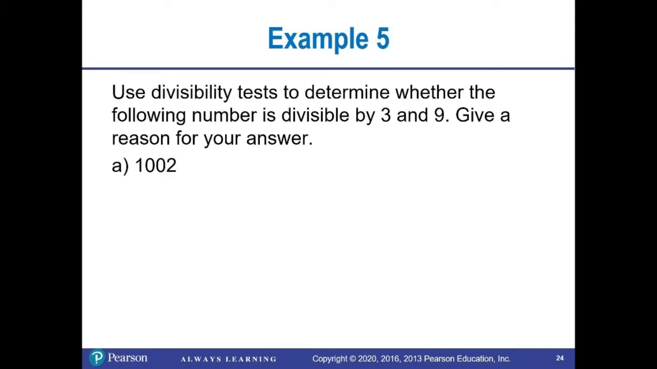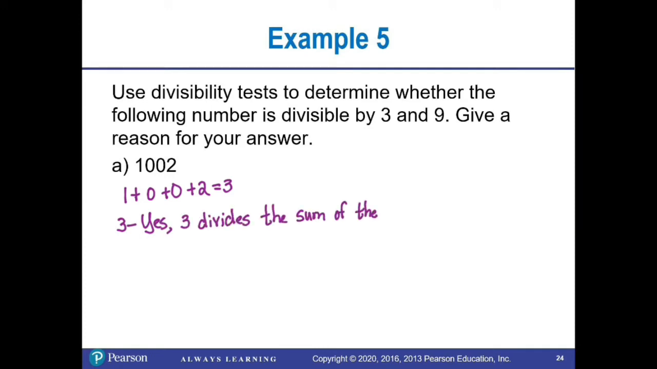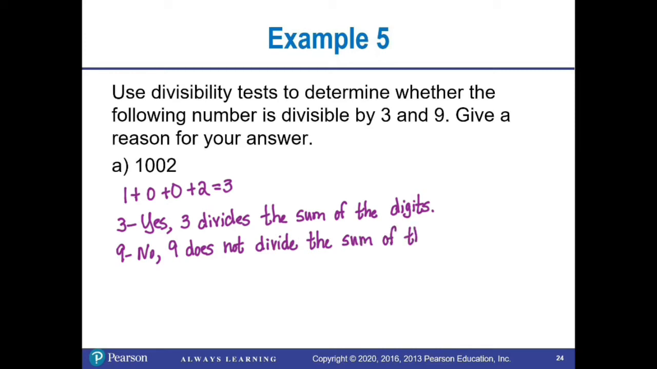In part A, we have 1,002. My test for 3 and 9 involve looking at the sum of the digits. So 1 plus 0 plus 0 plus 2 is 3. Does 3 divide 3? Yes, and so 3 divides our number because 3 divides the sum of the digits. Does 9 divide 3? No. So 9 does not divide our number because 9 does not divide the sum of the digits.